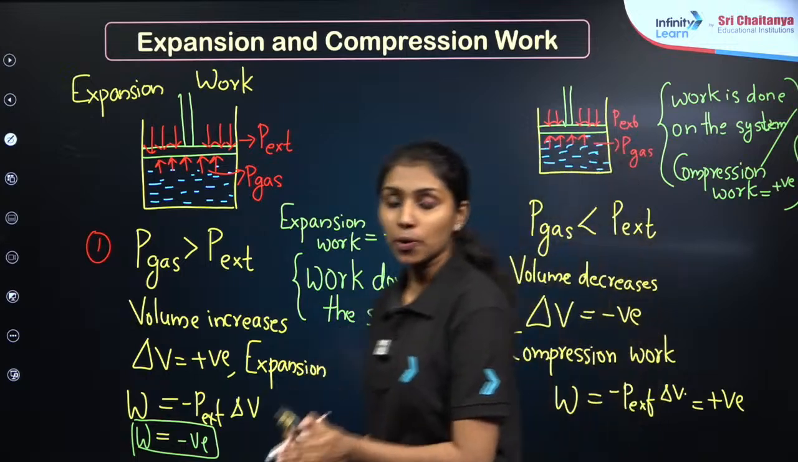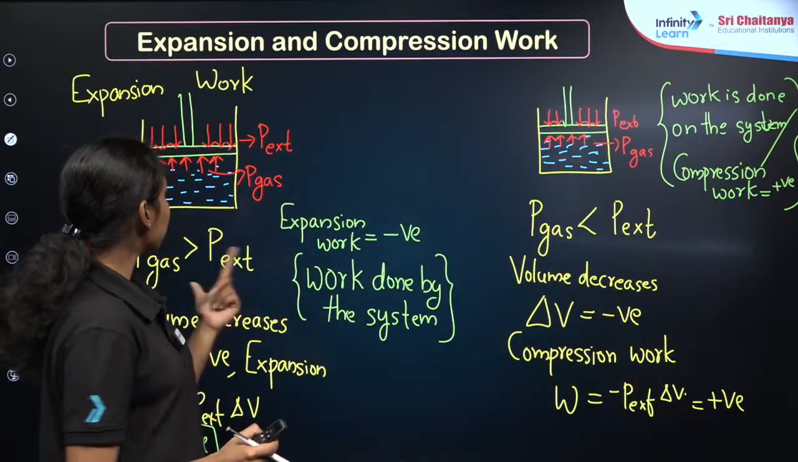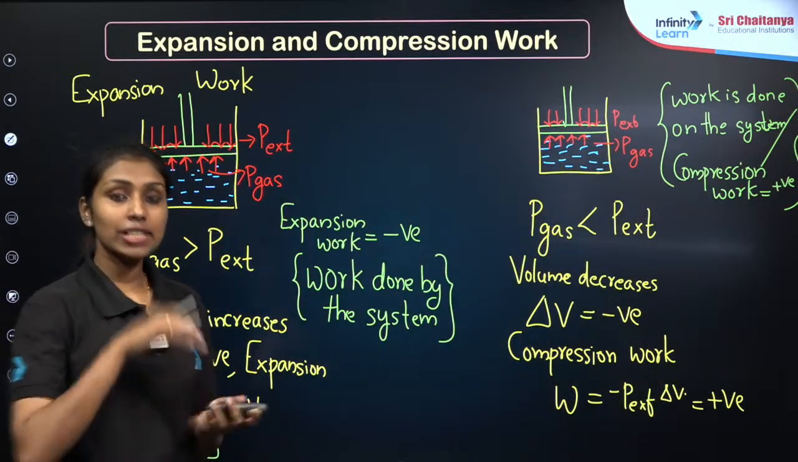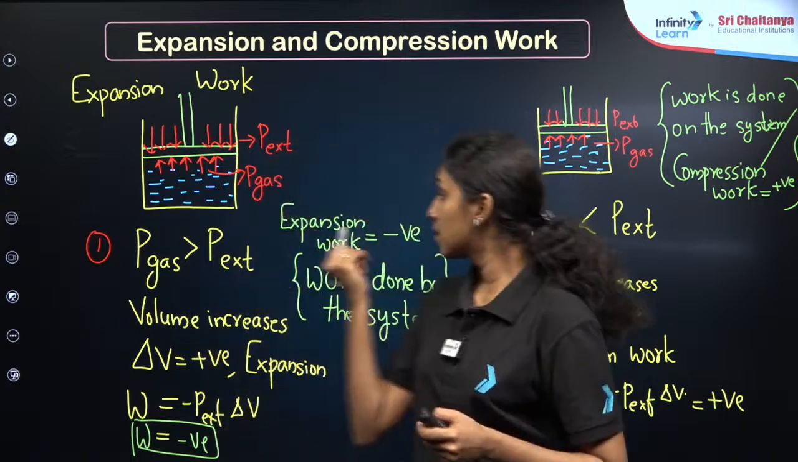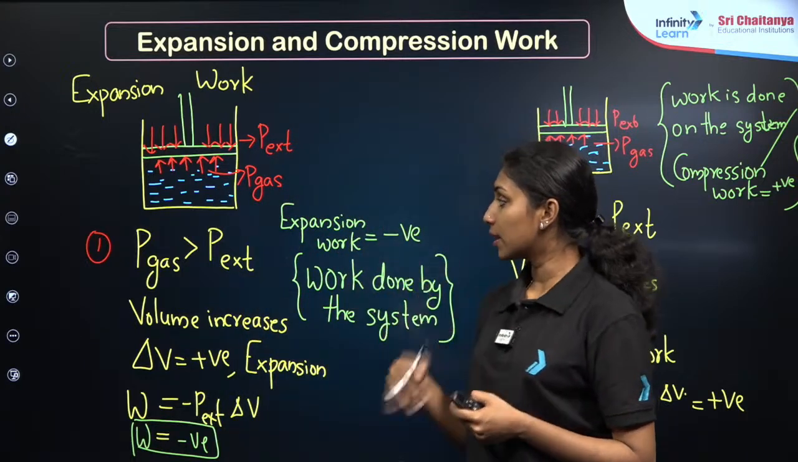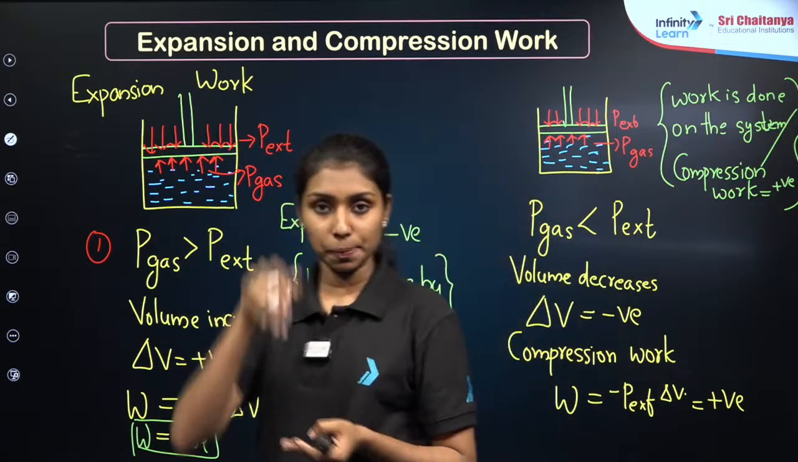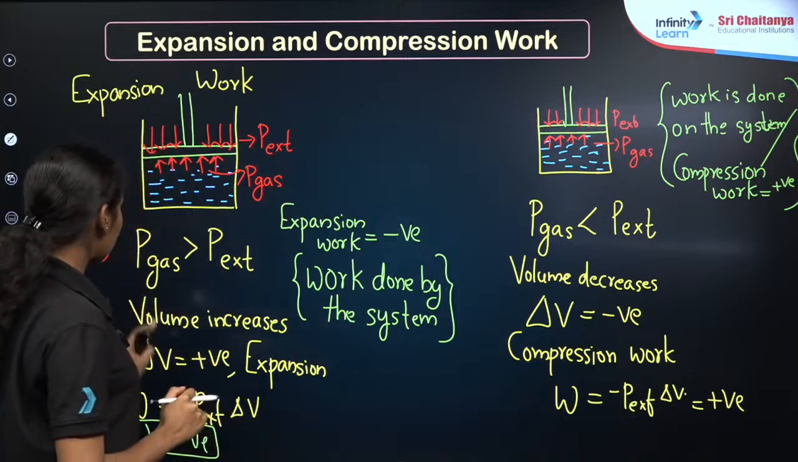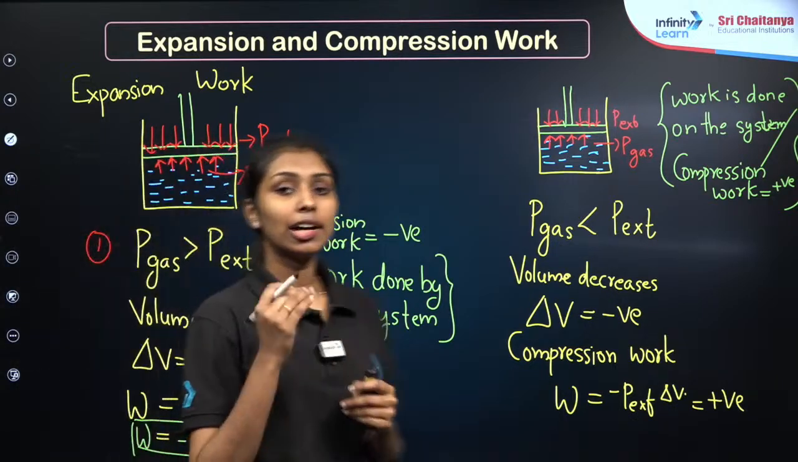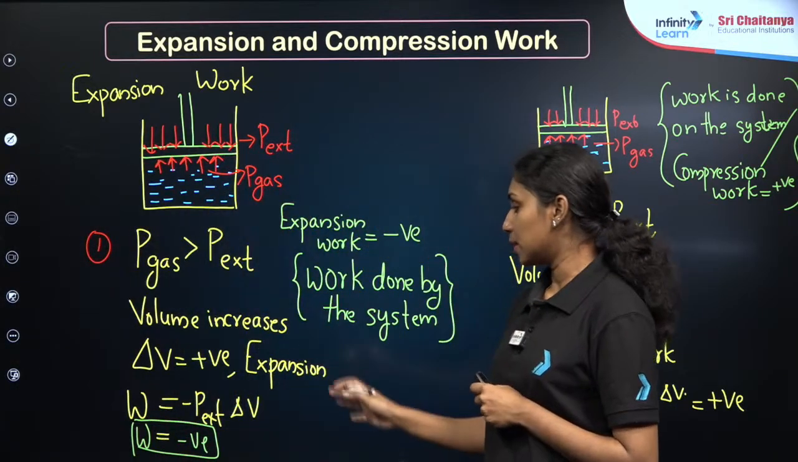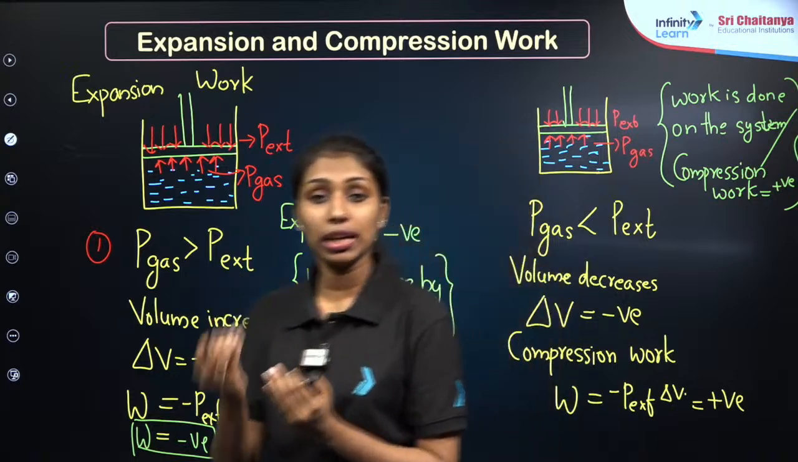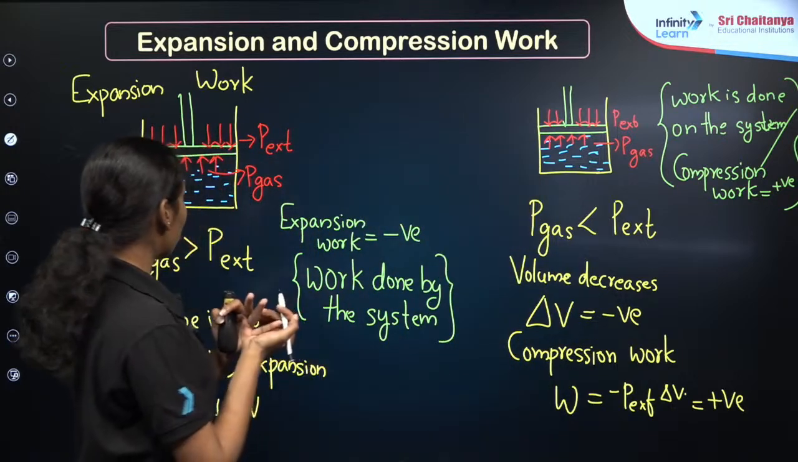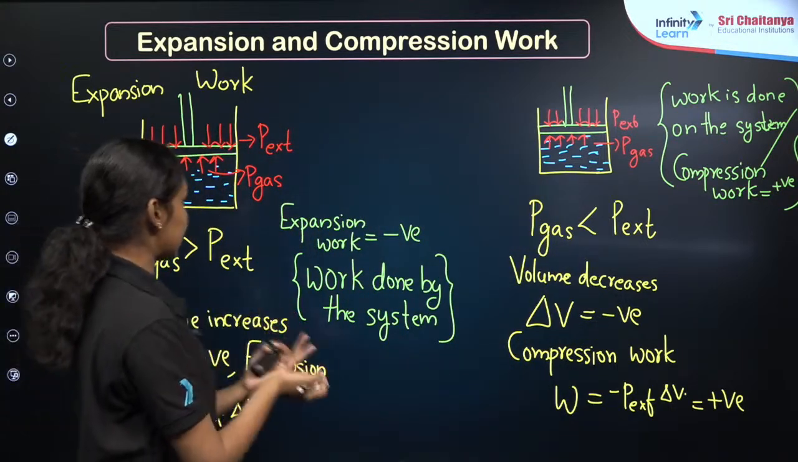Depending upon the process, two types of work are there. First one is the expansion work, which means that external pressure is very low, so we can say that it is expanding, which means volume increases. So that work will be negative. Otherwise, we can say that if the work is done by the system, it will be taken as negative.